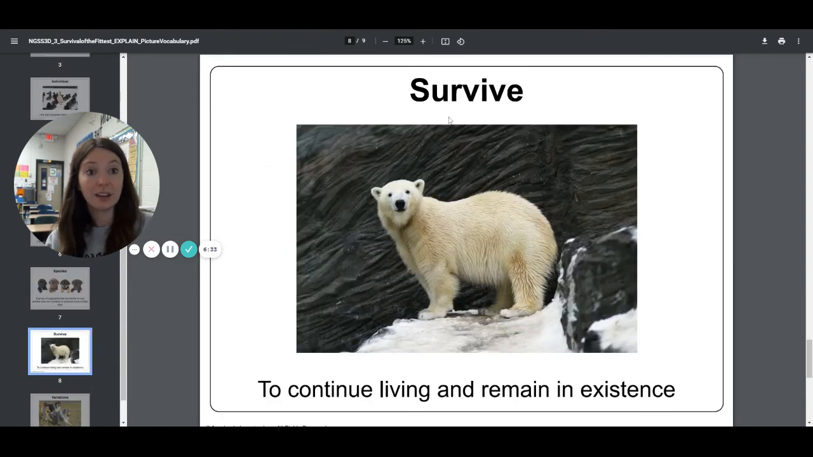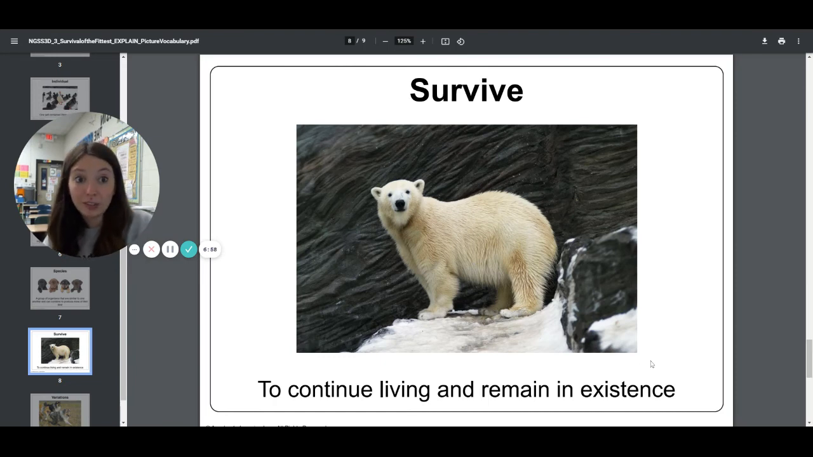Next word is survive. Go ahead and stand up. We're going to do jumping jacks with me for this one as we spell it. Ready? Jumping jacks for every letter we spell. S-U-R-V-I-V-E, survive. Survive means to continue living and remain in existence. We've seen this word before.